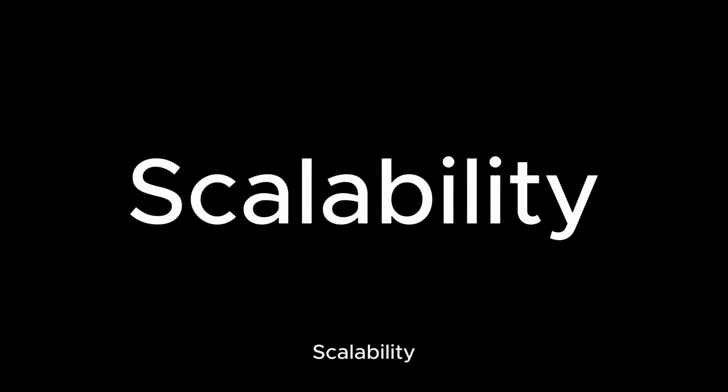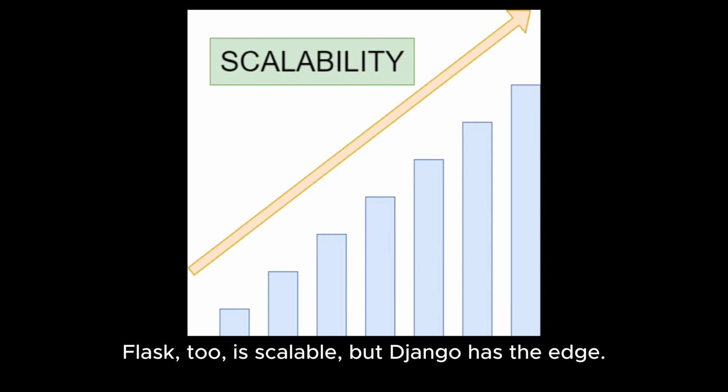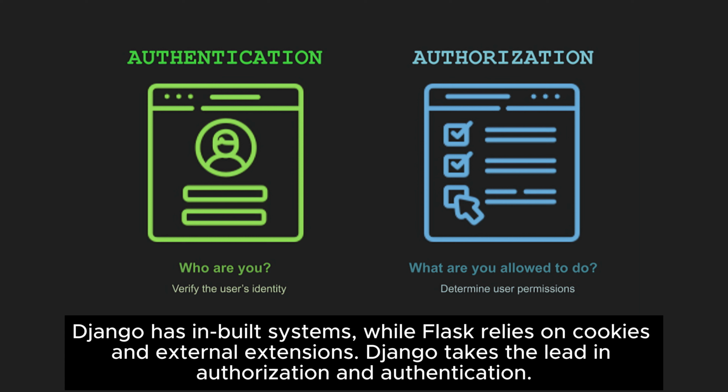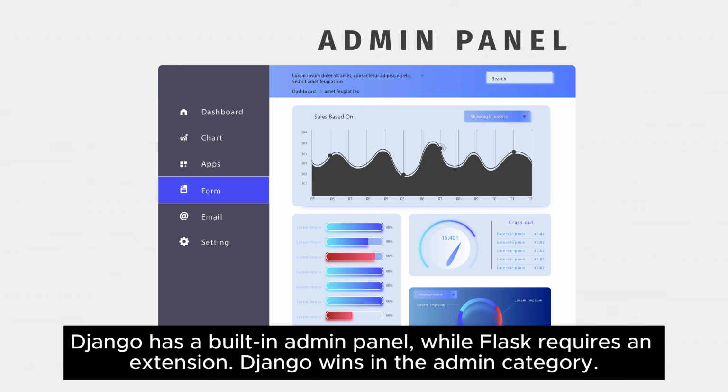Scalability. Django's component-based structure allows complete scalability, making it a winner for highly scalable web applications. Flask, too, is scalable, but Django has the edge. Authorization/authentication. Django has inbuilt systems, while Flask relies on cookies and external extensions. Django takes the lead in authorization and authentication. Admin. Django has a built-in admin panel, while Flask requires an extension. Django wins in the admin category.